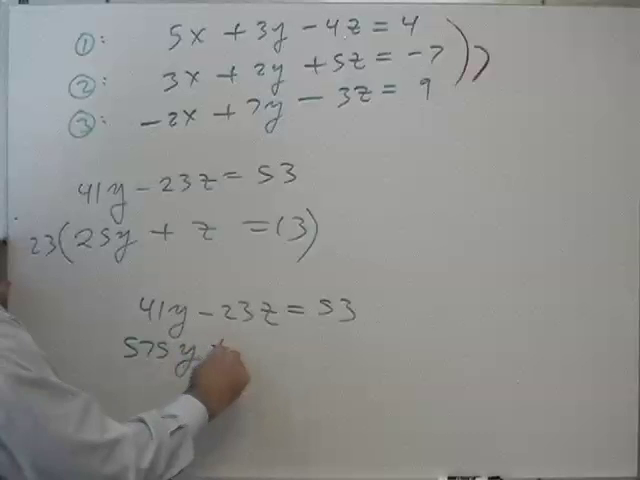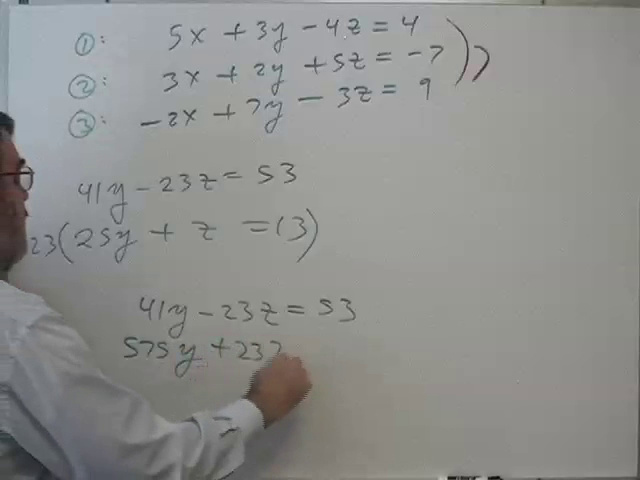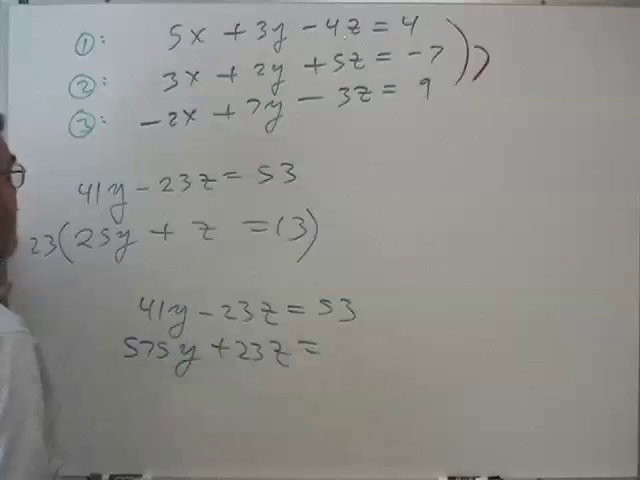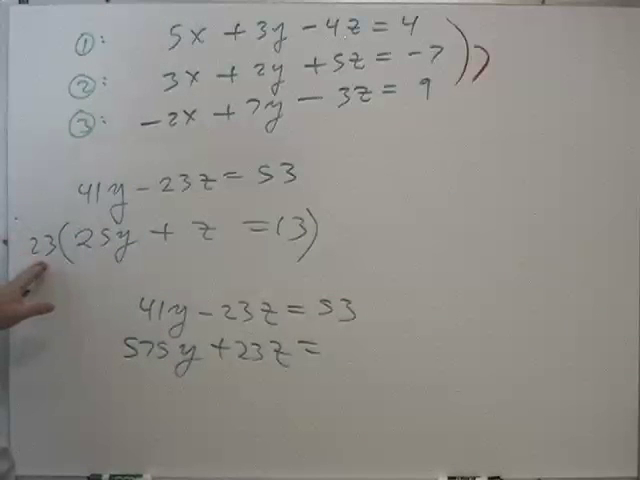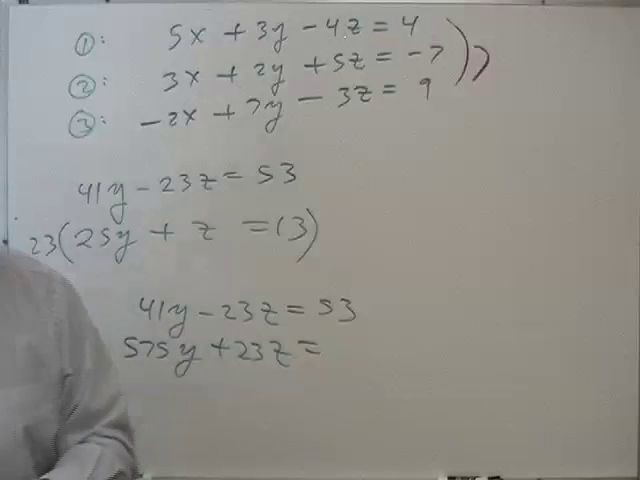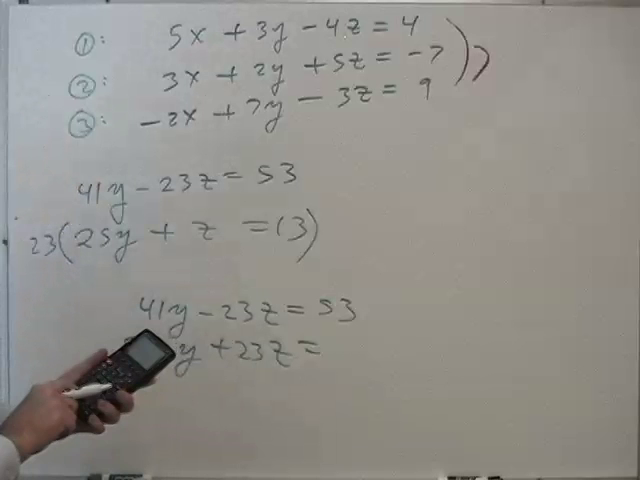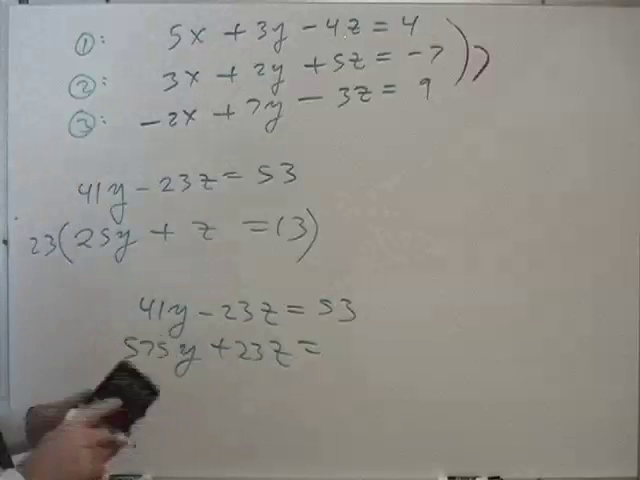Y plus 23z equals, oh boy, 13 times 23, 299 I think. I want to double check that. So 13 times 23 is 299.